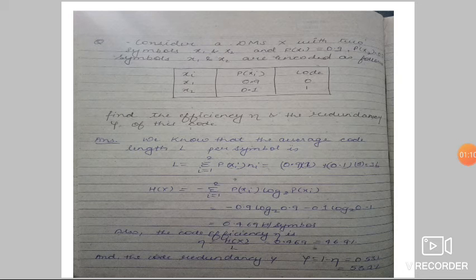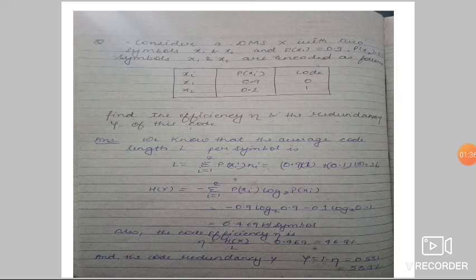And now H(X) equals minus summation i equals 1 to 2 of probability of xi log 2 p(xi). So minus 0.9 log 2 0.9 minus 0.1 log 2 0.1. Then it will correspond to 0.469 bits per symbol.